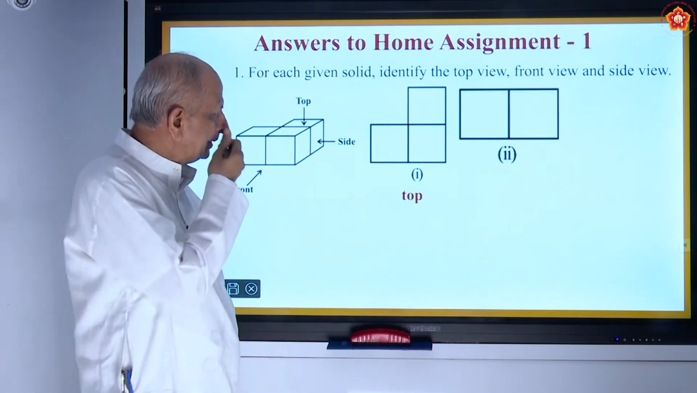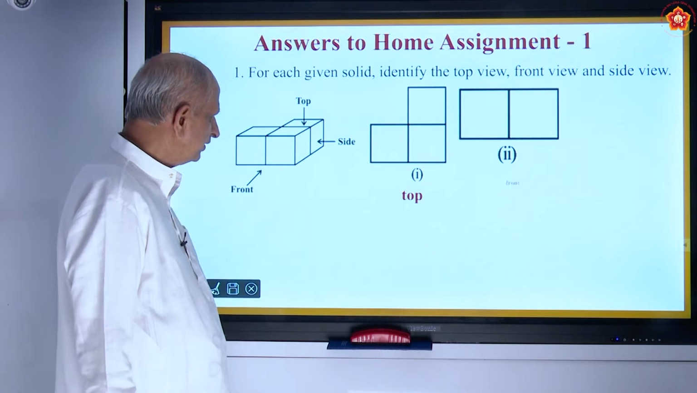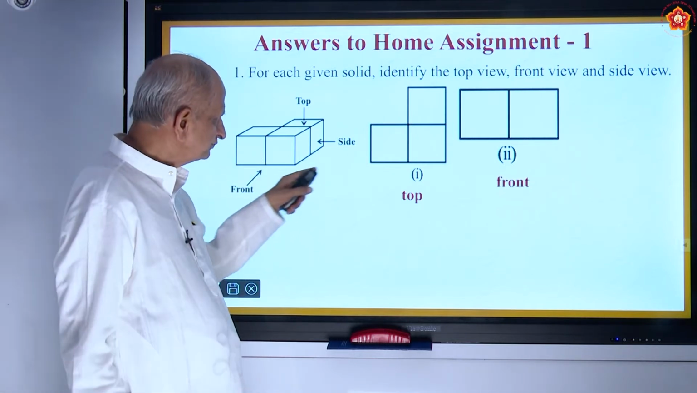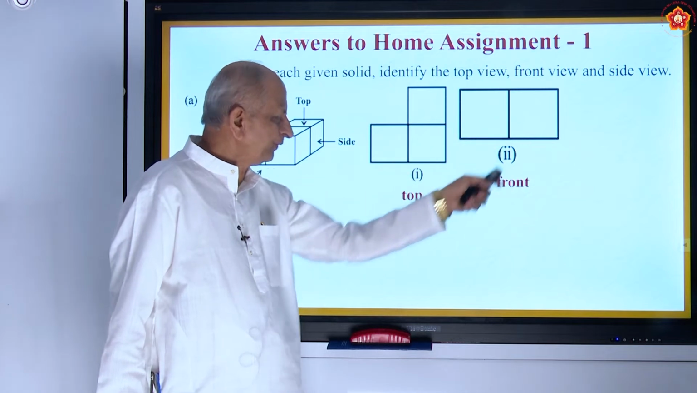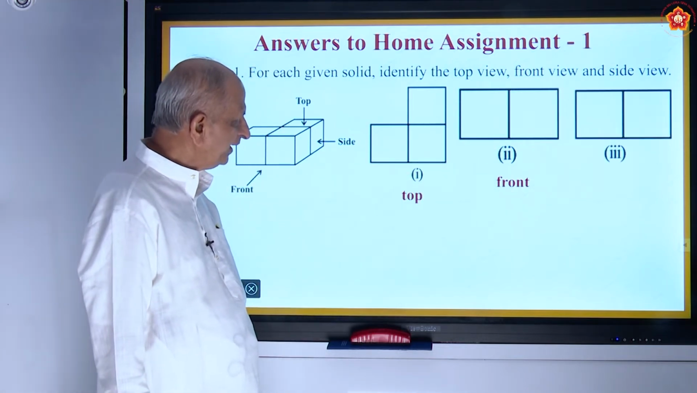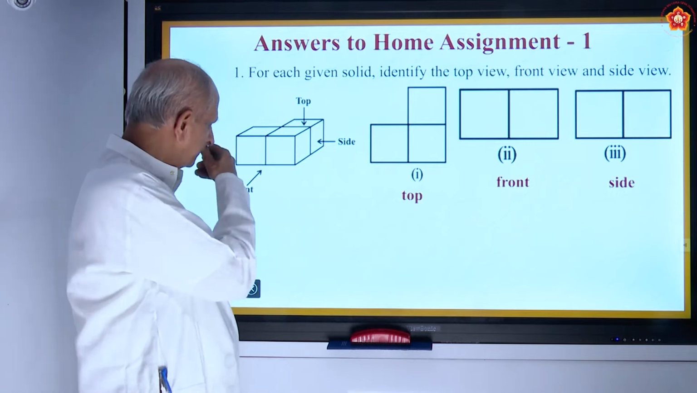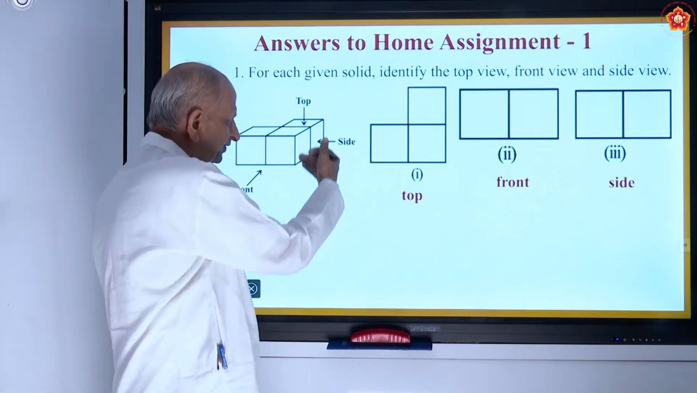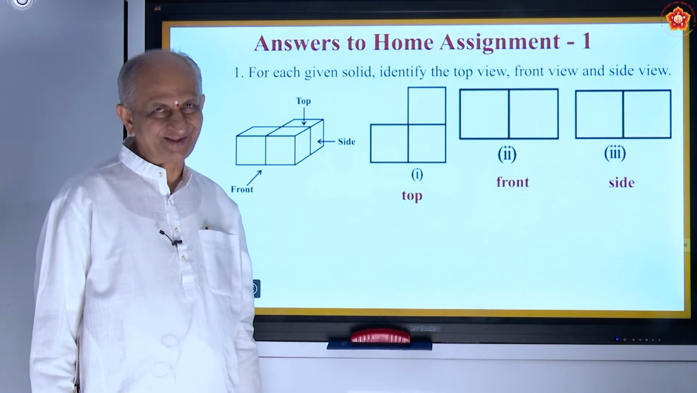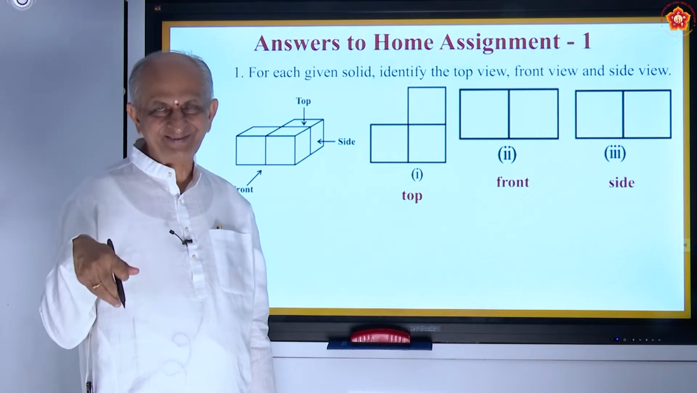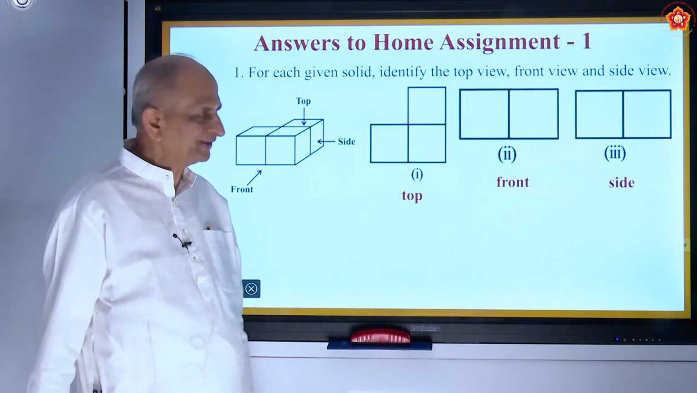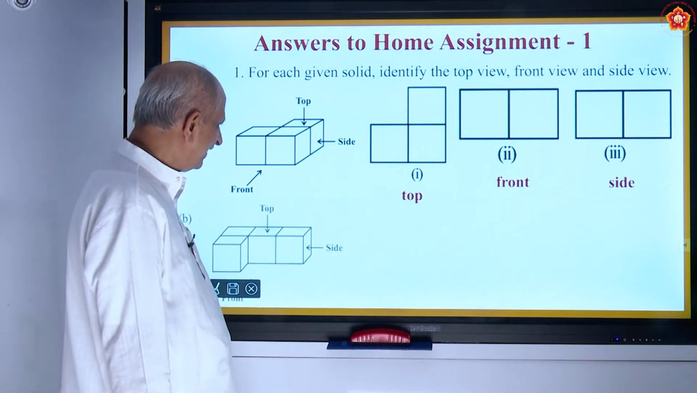And next is the front view. If you see the same cube from the front, you can see only 2 squares, correct? And if you see from the side, again from this side, you can see 2 squares. Very interesting, no? You try it. Seeing is believing. Take 3 cubes and arrange them like that, and you will see that.